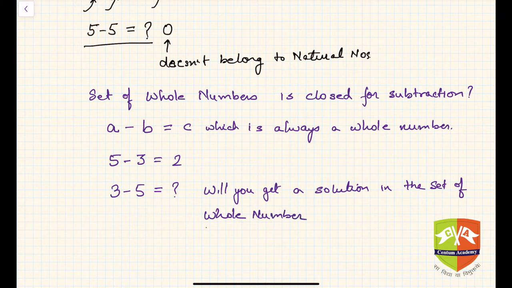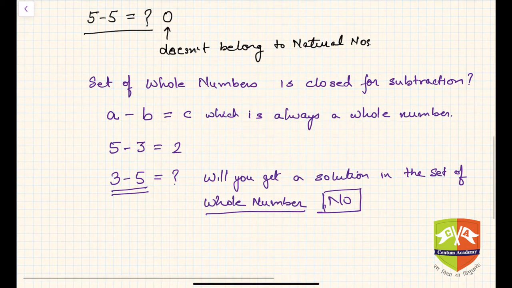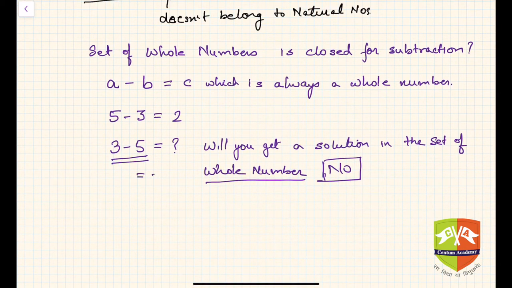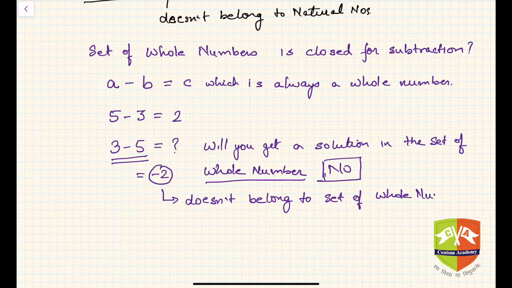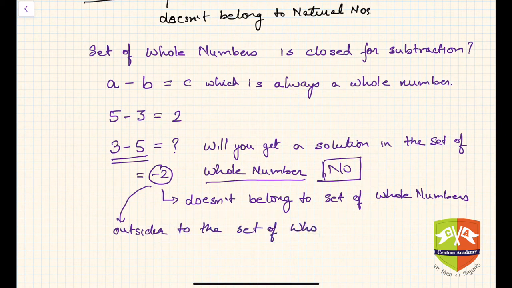A set is nothing but the collection of all whole numbers, right? So will you get a solution in the set of whole numbers? That means will you find a whole number which will give you 3 minus 5? Actually, no. So hence another set of numbers was now required, and now you know that the answer is minus 2, but this minus 2 doesn't belong to the set of whole numbers. So hence this number is an outsider to the set of whole numbers, right?